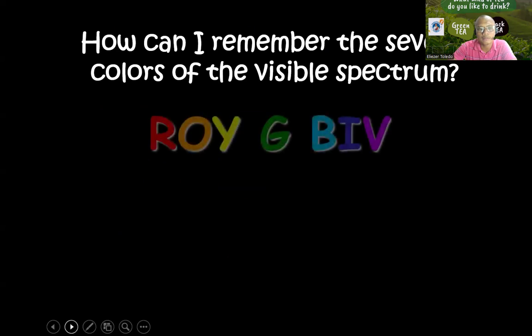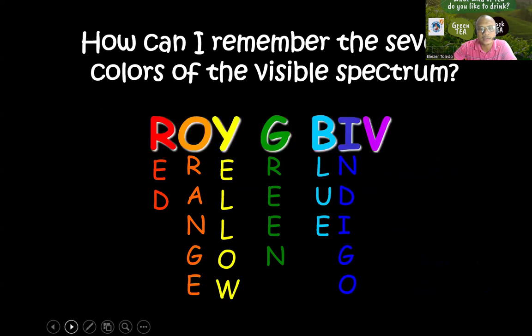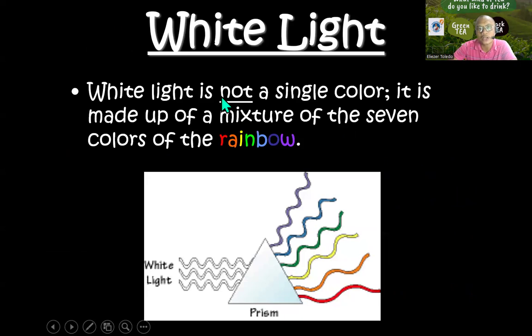How can I remember the seven colors of the rainbow? I told you already. ROY G BIV: red, orange, yellow, green, blue, indigo, and violet. I'll just flash it quickly, so please remember that. White light is not a single color. Like what I said, the sun and the light that we use at home is actually not a single color, but a mixture of technically the seven colors of the rainbow.